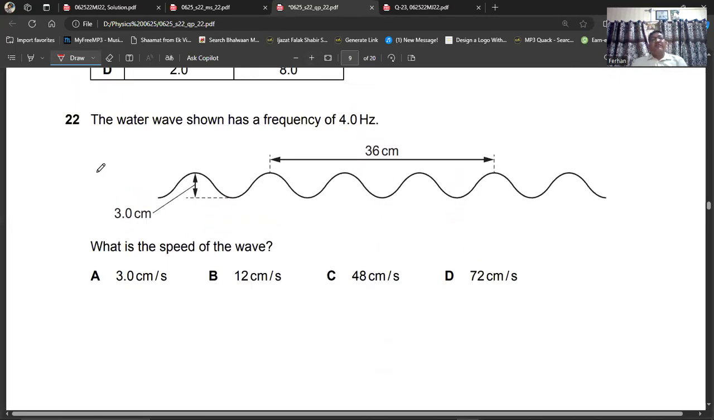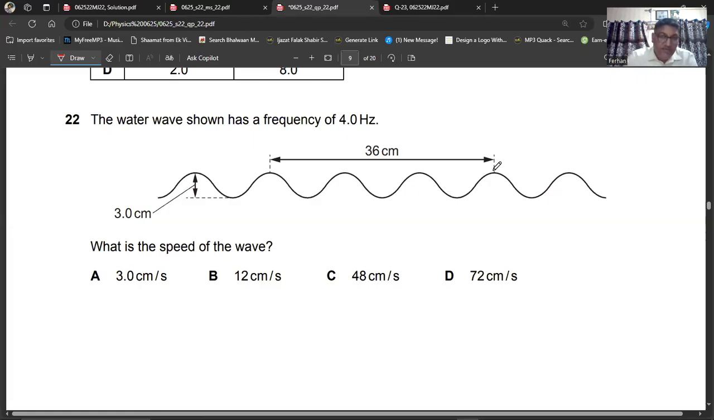Question number 22. The water wave shown has a frequency of 4 hertz. What is the speed of the wave? We know the amplitude here, that is not the amplitude. This is double the amplitude. And here we have how many waves? 1, 2, 3. So three waves are in 36 centimeters. So what is the wavelength? Wavelength will be 36 centimeter divided by 3. And we know the frequency.